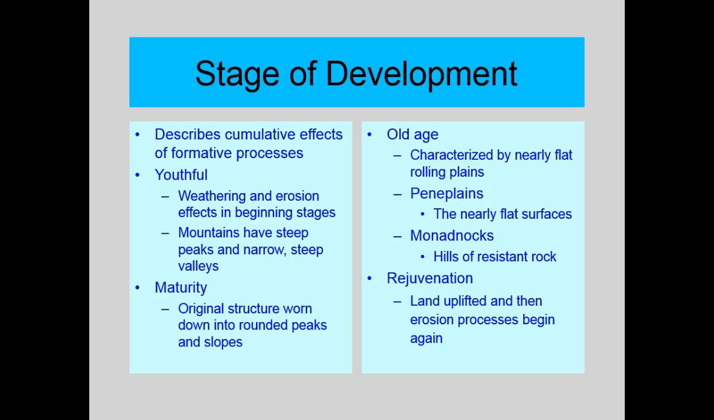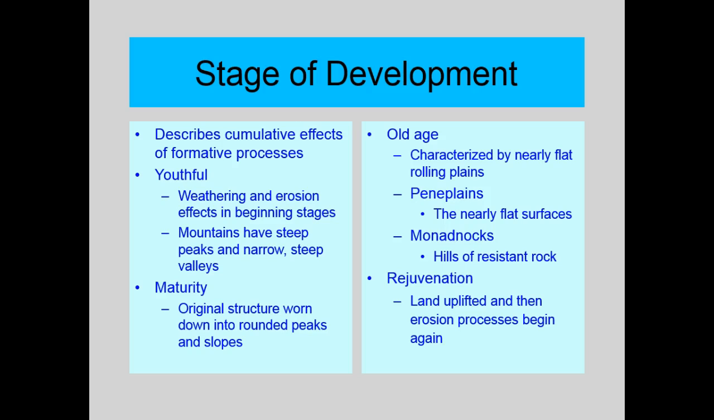Now let's look at the stage of development. And this is the part I was talking about. If you remember what they said about stream development, almost the same thing here with landform development. It describes the cumulative effect of the formative processes. I almost feel like the author got repetitive here, okay? He forgot he had already talked about this.